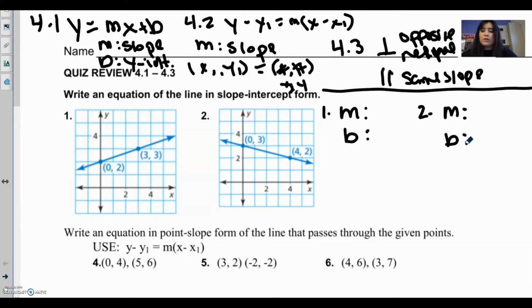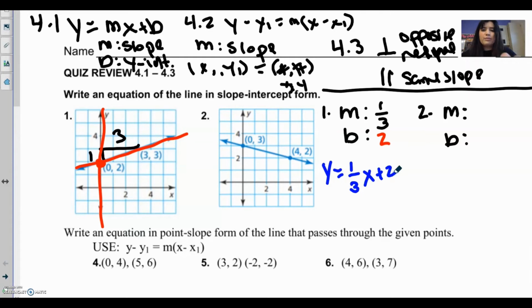All you gotta do for number 1 is count that rise over run, which is 1 over 1, 2, 3. So m is 1/3. And b, we can see right here that our y-axis meets our line at 0, 2. And our y-coordinate there is 2. So our line for number 1 is y equals 1/3 x plus 2.